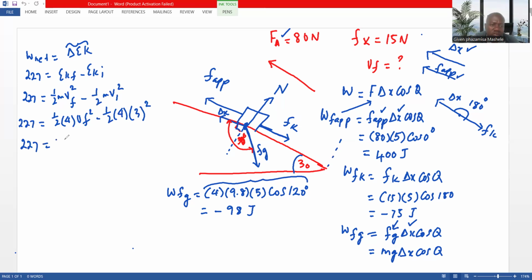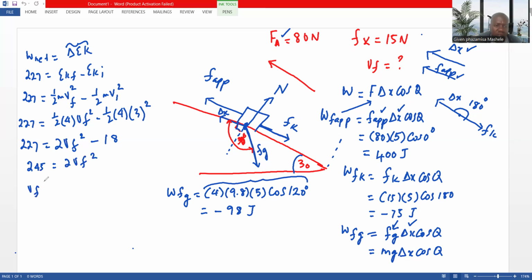Half of 4 is 2, final velocity squared, minus 0.5 multiplied by 4 and multiplied by 3 squared. So this will give us 18, because 3 squared is 9, and half of 4 is 2, times 9 is 18. So we can transpose 18 to the left-hand side. So it's 227 plus 18. This will give us 245 equals 2vf squared.